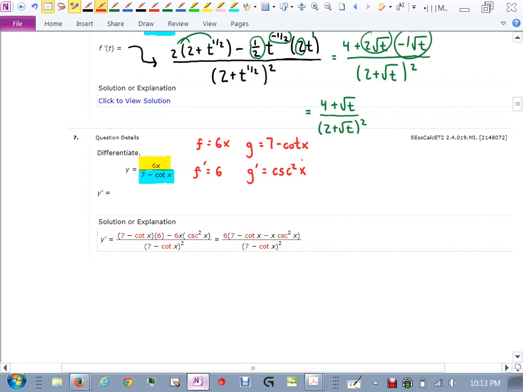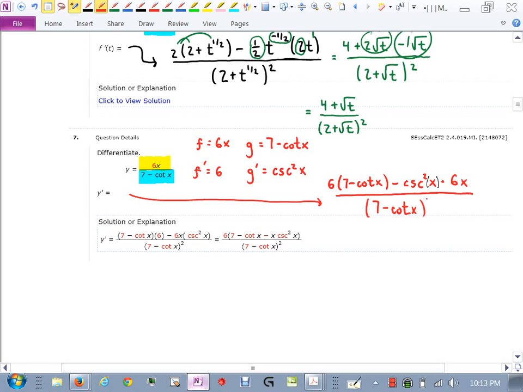All right, now we're ready to use our quotient rule. So quotient rule tells me that my derivative will be f prime times g minus g prime times f, which is 6x. And just remember that the x here is trapped inside the cosecant function. You can't multiply that x times 6x and get 6x squared. That's a big no-no. Okay, all over bottom squared, I mean, sorry, g squared. So 7 minus cotangent x and then squared.